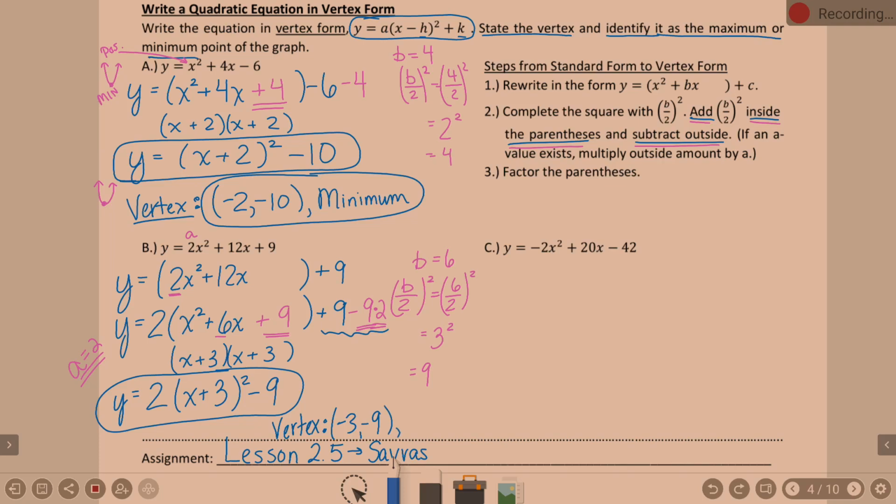And then, is it a maximum or a minimum? Is it a minimum again? My a value again is positive, yes? My a value is positive. This parabola opens up, and that puts it at the bottom, which is a minimum.